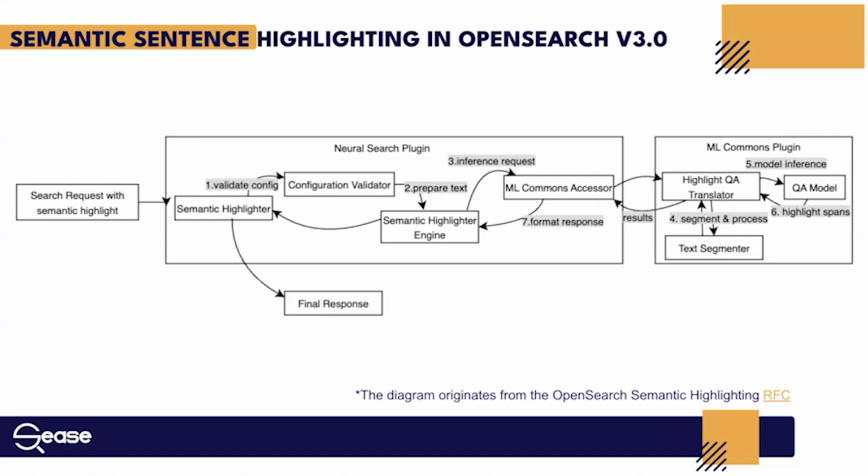Once we pass the position and the start and end index of the highlighted sentence, we return to the semantic highlighter engine to format the response, because we want to highlight it, maybe as bold text or italic text. The formatting happens at the semantic highlighter engine. Once it's highlighted, we return the final result to the user.